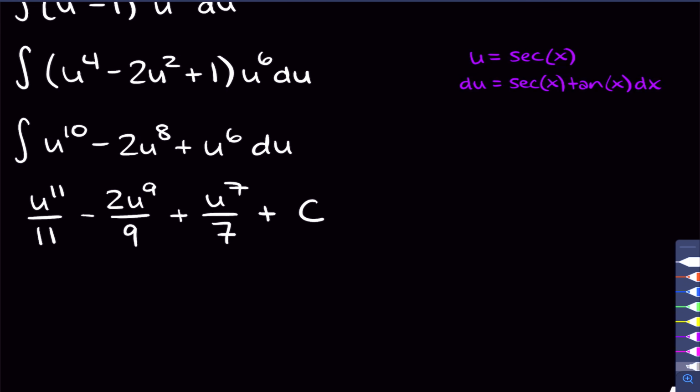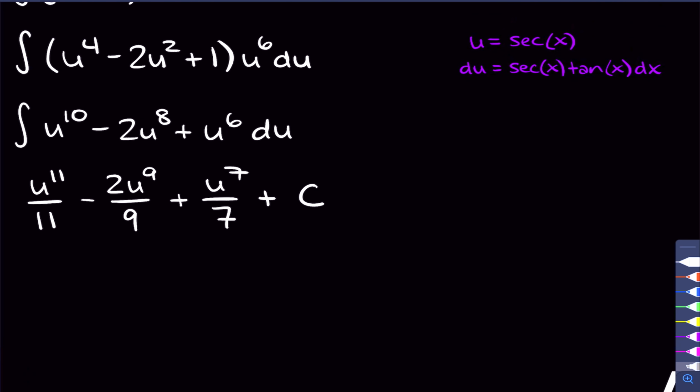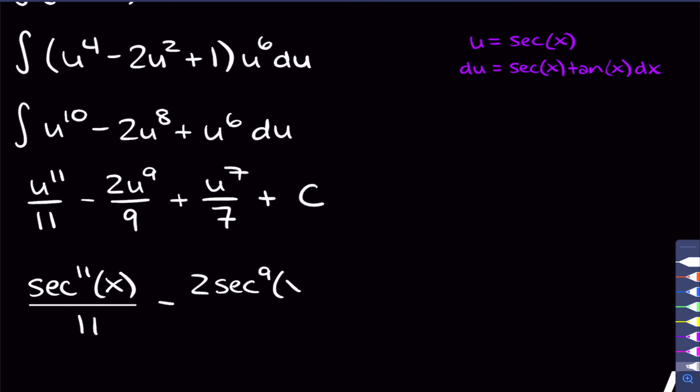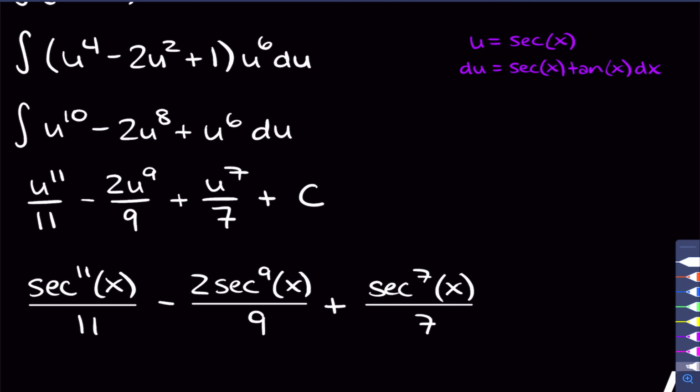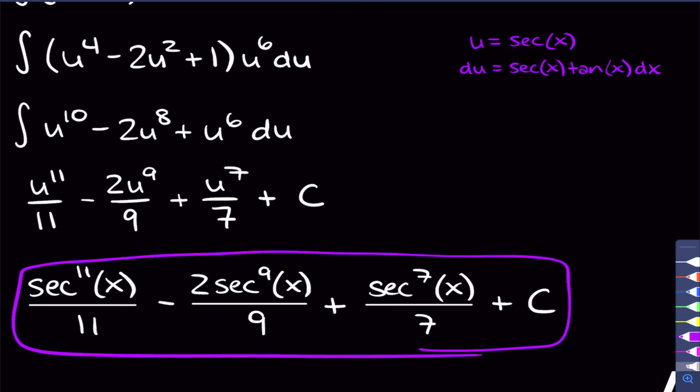And so now the only other thing we have to do before we get our answer is plug back in what u was. U is secant of x. So plugging that in everywhere we see a u, we get secant to the 11th of x divided by 11 minus 2 times secant to the 9th over 9 plus secant to the 7th over 7 plus c. And that is our answer for problem 5. All right.